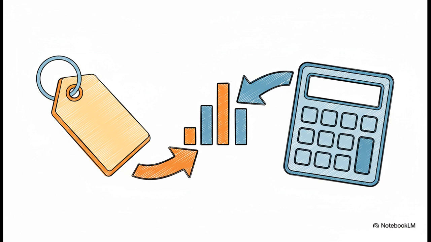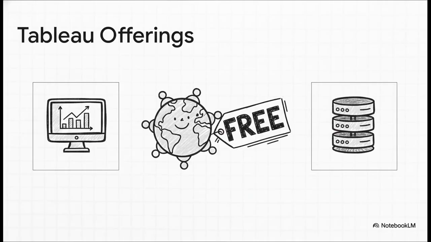And then you have measures. These are the numbers you can count, like sales or profit. You literally just drag and drop these together. So you could drag your region dimension and your sales measure, and boom, you've got a bar chart showing sales by region. And here's the best part.